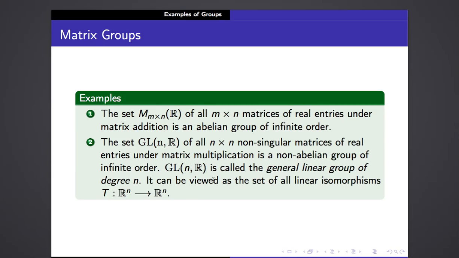In fact, it can be viewed as the set of all linear isomorphisms T from R to the power n onto itself, R to the power n. There are many more important matrix groups, but those are the starters.